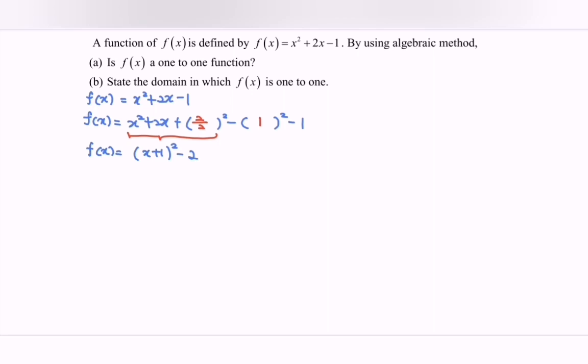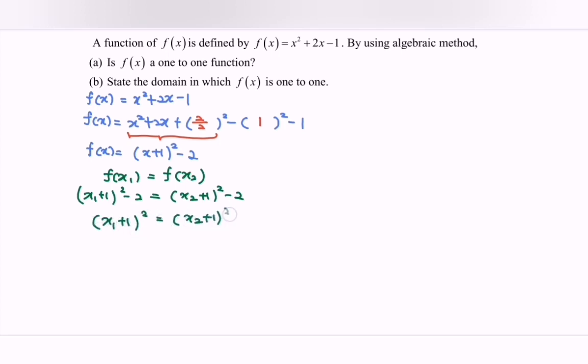Continue. f(x1) equals f(x2). So kindly substitute: (x1 plus 1) squared minus 2 equals (x2 plus 1) squared minus 2. Kindly rearrange and simplify. So (x1 plus 1) squared equals (x2 plus 1) squared.